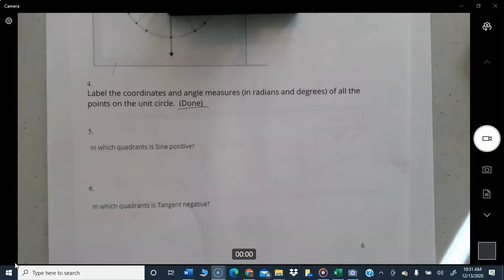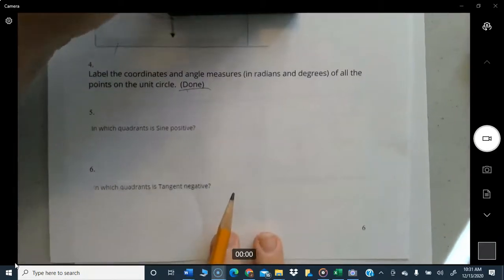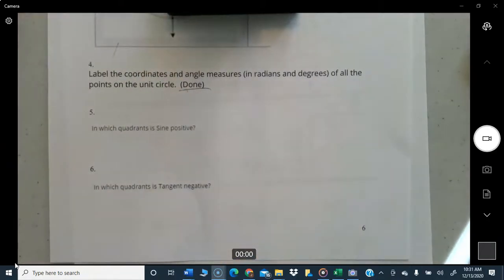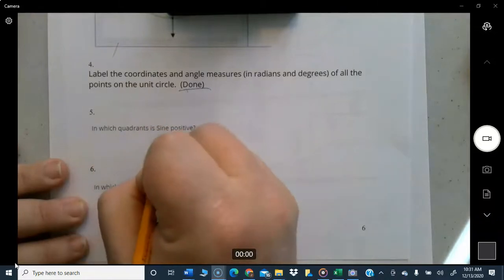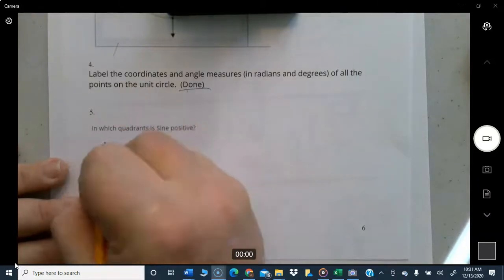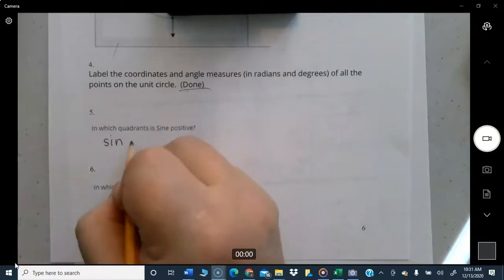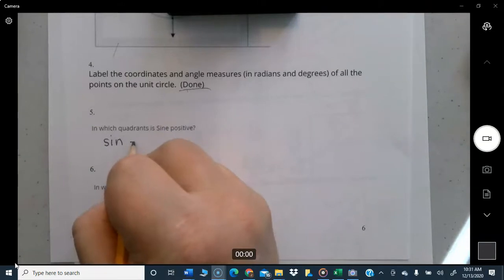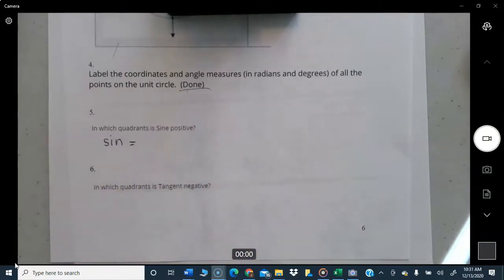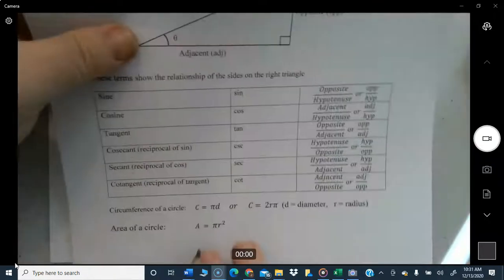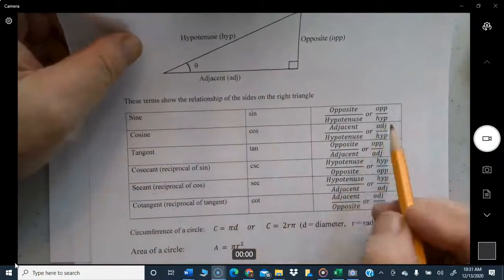In which quadrants is the sine positive? Okay, so first of all, let's define sine. And now while they spell out the full word S-I-N-E, when you write it in math, you always write it like this. And what is sine? Sine equals opposite over hypotenuse.